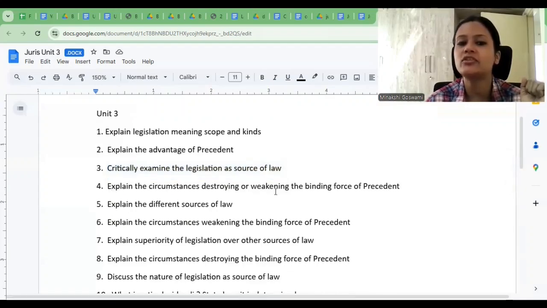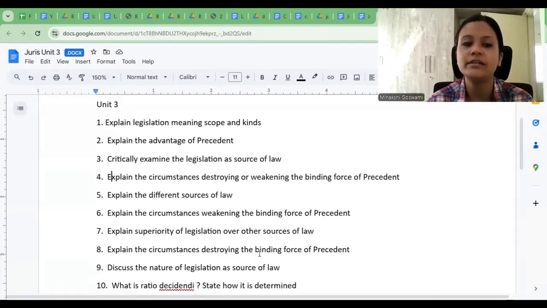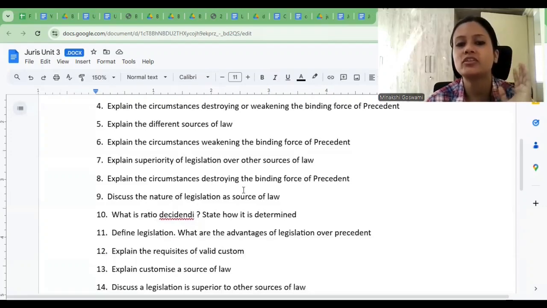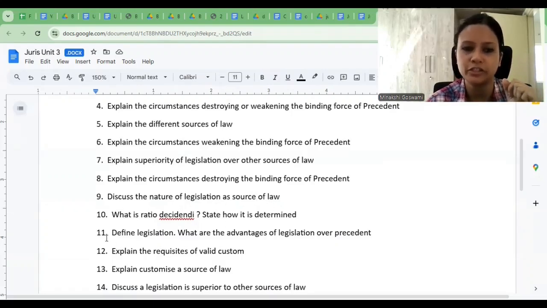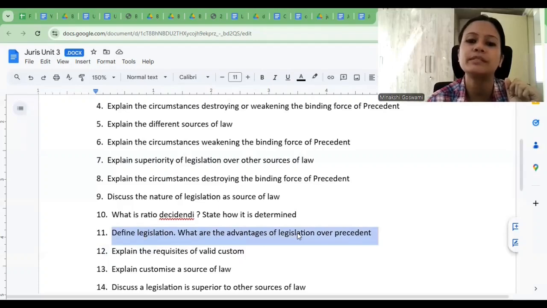Explain the circumstances destroying or weakening the binding force of precedent. Explain the different sources of law. Explain the circumstances weakening the binding force of precedent. Explain superiority of legislation over the other sources of law. Explain the circumstances destroying the binding force of precedent. Discuss the nature of legislation as a source of law. What is ratio decidendi? State how it is determined, how we decide what is the ratio decidendi of a certain decision. Define legislation. What are the advantages of legislation over precedent?